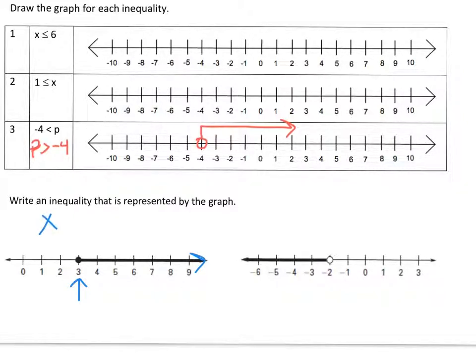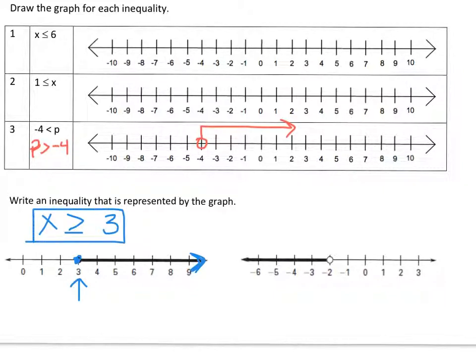So in this case, my variable is x. My number is 3. And I always want my variable on the left so I can use this trick. But since my graph is pointing towards the right, my inequality is also going to point towards the right. And because this circle is closed, I'm going to have a line underneath it. So that represents that x is greater than or equal to 3.